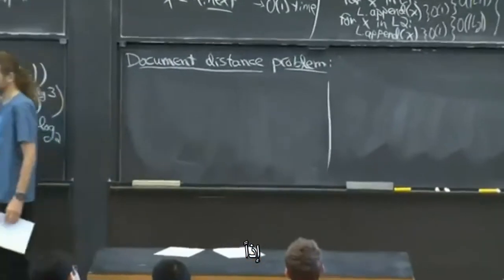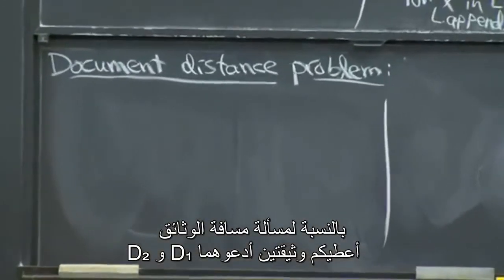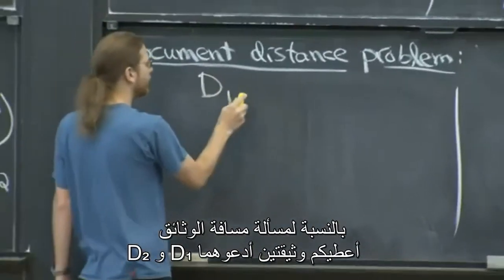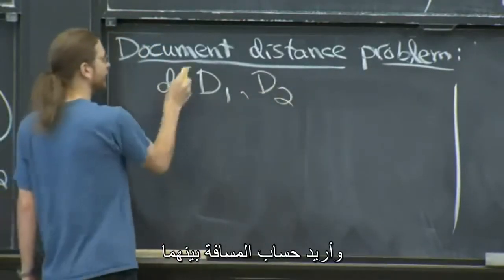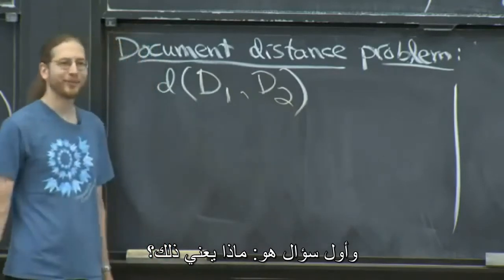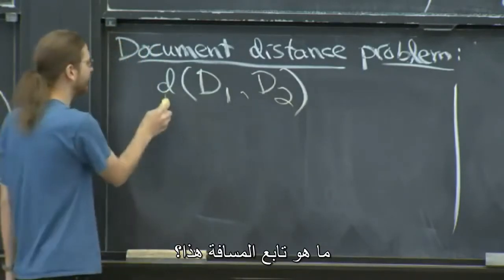So, the document distance problem is: I give you 2 documents, I'll call them D1 and D2, and I want to compute the distance between them. And the first question is, what does that mean? What is this distance function?